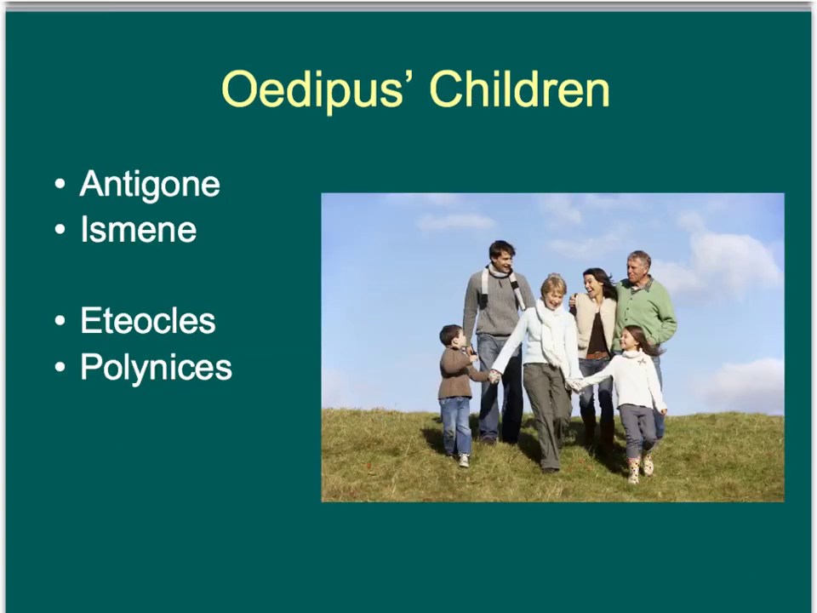Now, the 4 different kids that they have, Antigone and Ismene are the girls, and Eteocles and Polynices are the boys. Now you know who Antigone is. It is the daughter, the mongrel daughter of Oedipus and his mother.